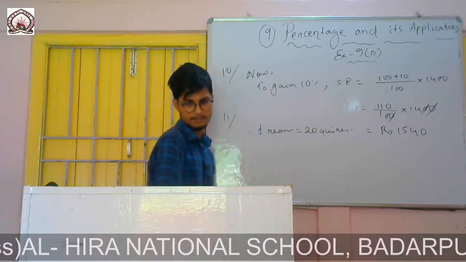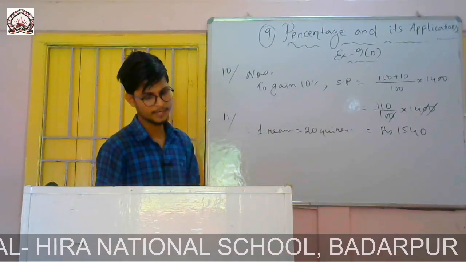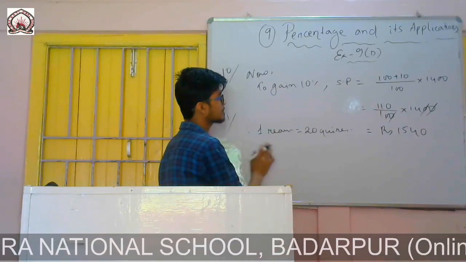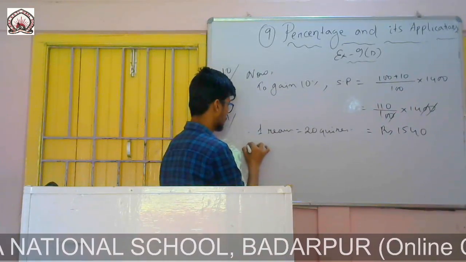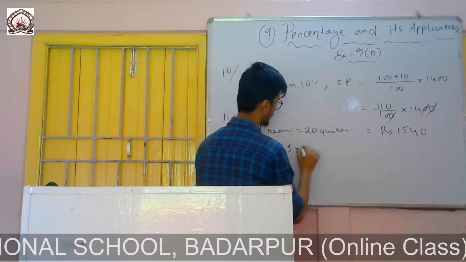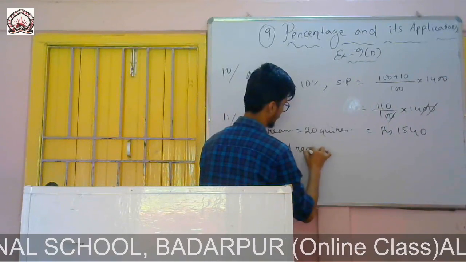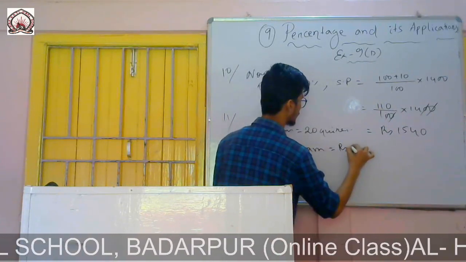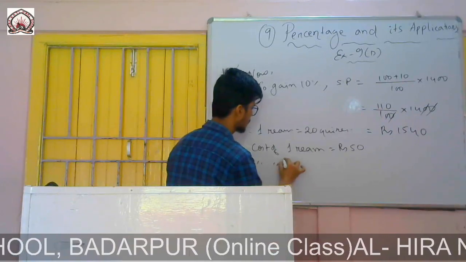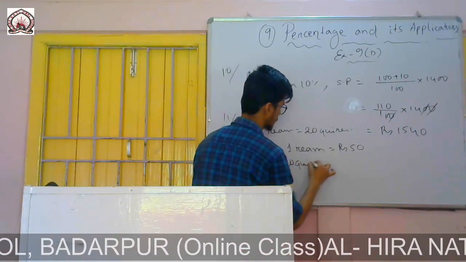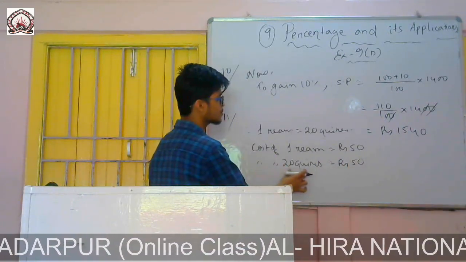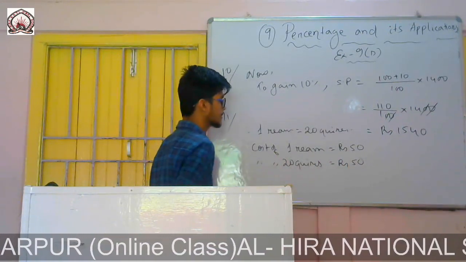So the question is: given that a shopkeeper buys 50 per rim, that means the cost of 20 quails for 1 rim is 50. Since the cost of 1 rim equals rupees 50, that means 1 rim is 20 quails. So the cost of 20 quails equals rupees 50. Same thing, 1 rim equals 20 quails. In place of 1 rim we can write 20 quails.